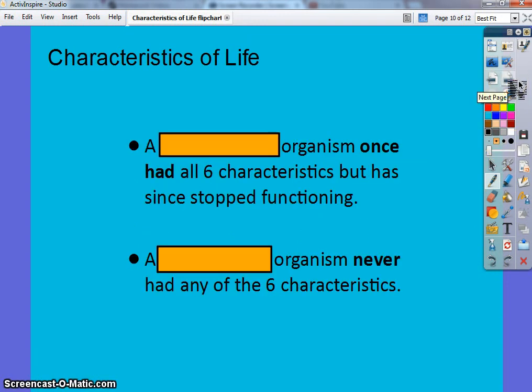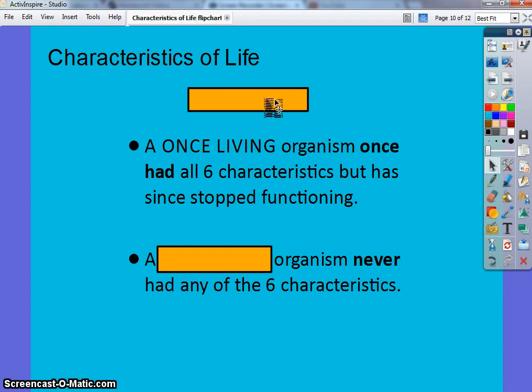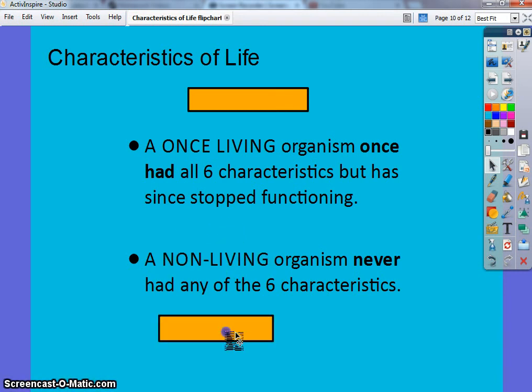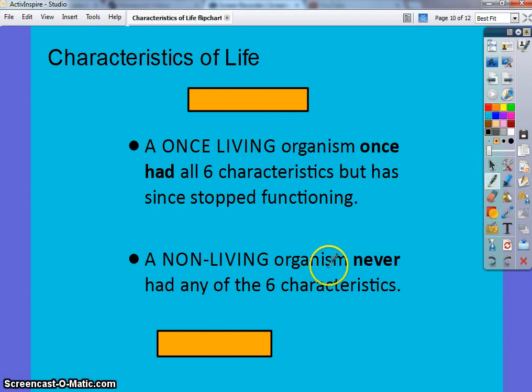Alright, lastly, a couple last notes. An organism was once living, it once had all 6 characteristics, but has since stopped functioning. So that means that something was allowed to, or something has died, but it was once living. And a non-living, this should not say organism because there are no such things as non-living organisms. So if something's non-living, it never had any of the 6 characteristics. Alright, so those are the last of the notes.